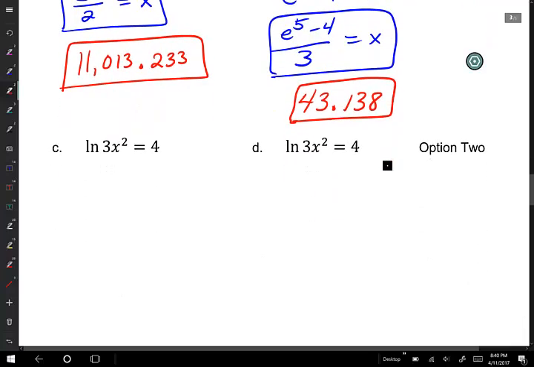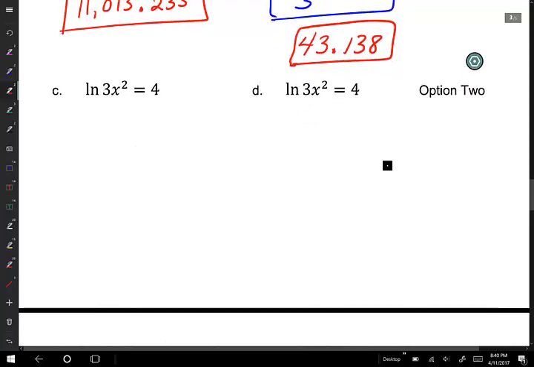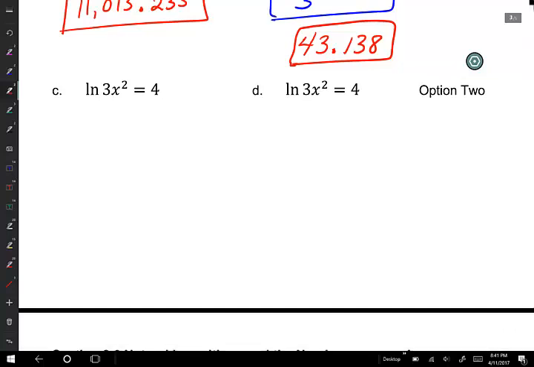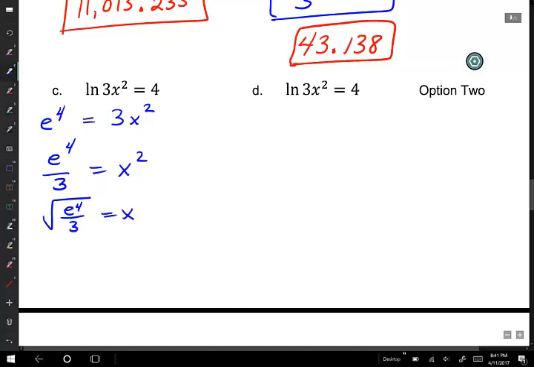All right, moving down. Our next problem we have actually written twice, for option 1 and option 2, because it presents us with some different possibilities depending on how you want to interpret the problem. The first time we're going to do the problem and just say e to the fourth equals 3x squared. Well, then we need to divide by 3, so e to the fourth over 3 equals x squared, and then we're going to take the square root of that: the square root of e to the fourth over 3 equals x.